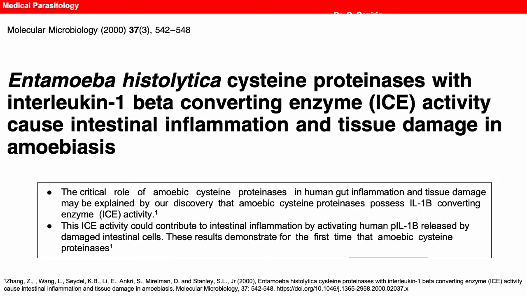According to a study by Zhang and Wang, this interleukin-1 beta converting enzyme activity could contribute to intestinal inflammation by activating human pro-IL-1B released by damaged intestinal cells. These results demonstrate for the first time that amoebic cysteine proteinases act in conjunction with interleukin-1 beta converting enzyme to promote further damage, especially in the intestinal lining.